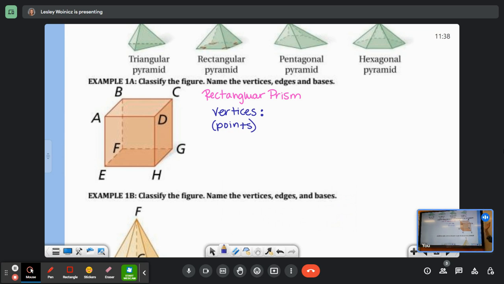Okay, so we just have to list all the points. And rather than saying point A, point B, point C, we're just going to say points A, B, C, D, so we don't have to write point a million times, but we do have to say that they are points. Points A, B, C, D, E, F, G, I didn't know this was going to be an alphabet test, H. Did I get them all?